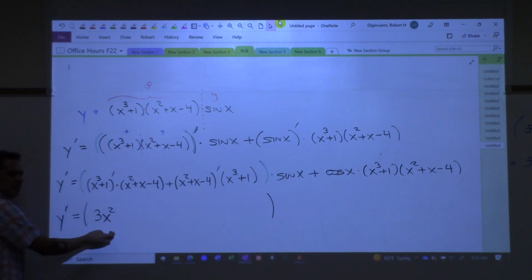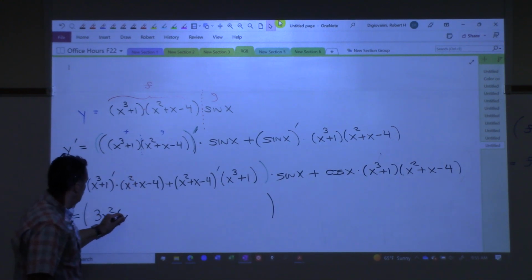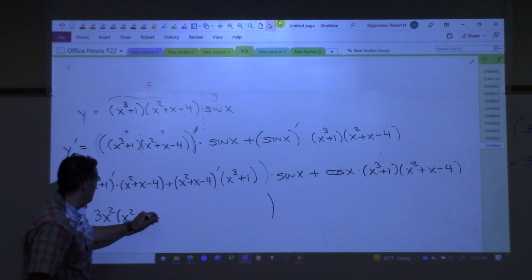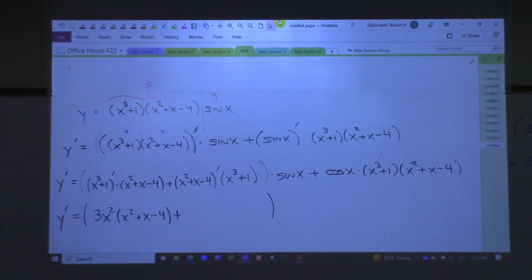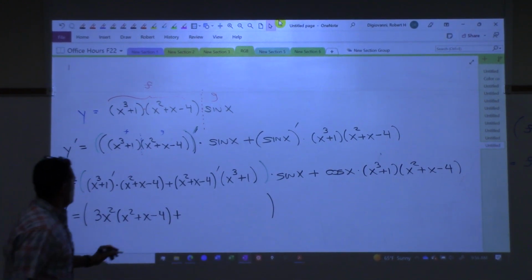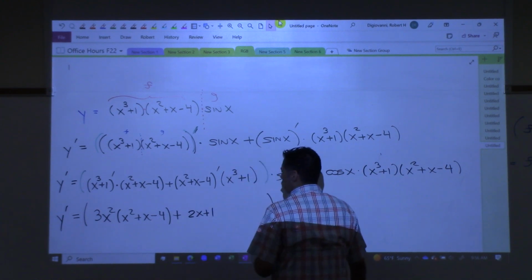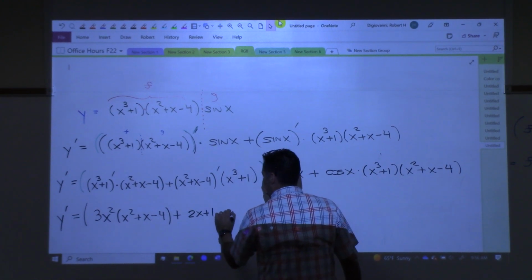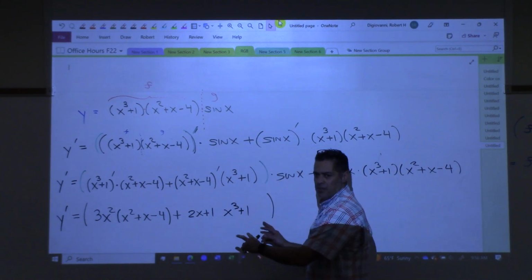Everyone see that's a derivative of this right here? All right. This we're not taking derivative of. So I'm going to put it in parentheses. X squared plus x minus 4 plus, okay, I want to try and get through everyone. Stephen? 2x plus 1 times 2x plus 1. And then you said times what? X to the third plus 1, right? And we need parentheses around those.